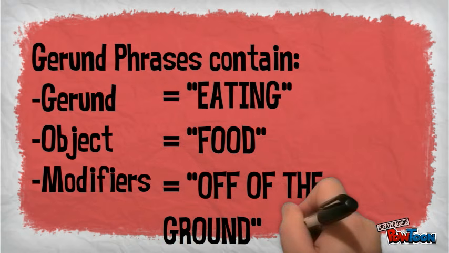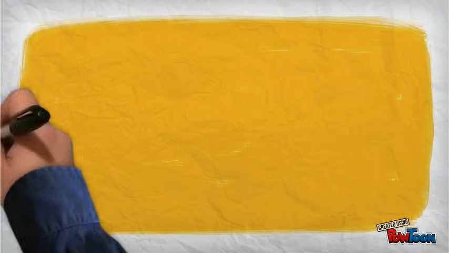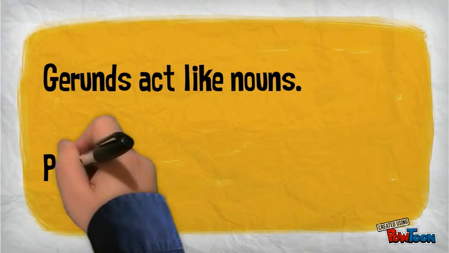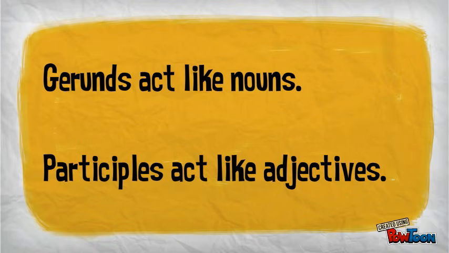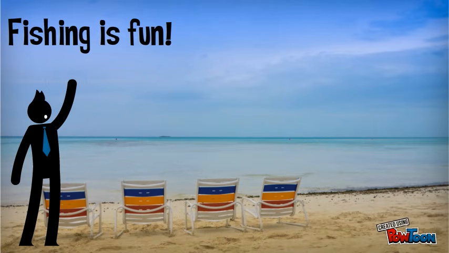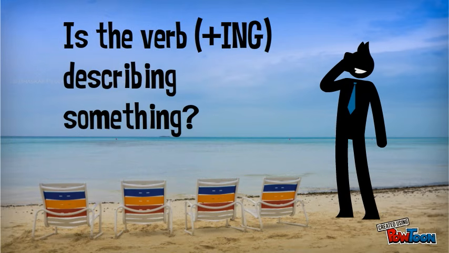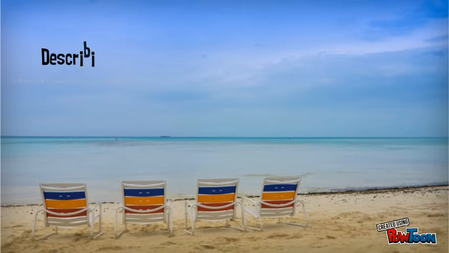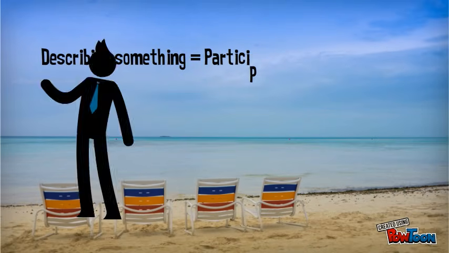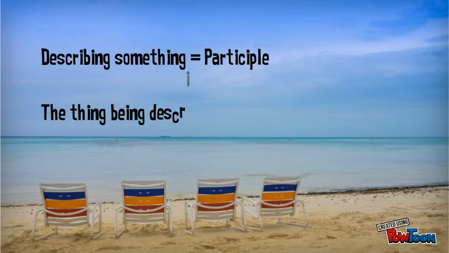The key difference between gerunds and participles is that gerunds act like nouns and participles act like adjectives. When you see a word ending in ing that is a verb, ask yourself this question: is it describing something, or is it the thing being described? If it's describing something, it's a participle. And if it acts more like a noun or the subject of the sentence, it's a gerund.